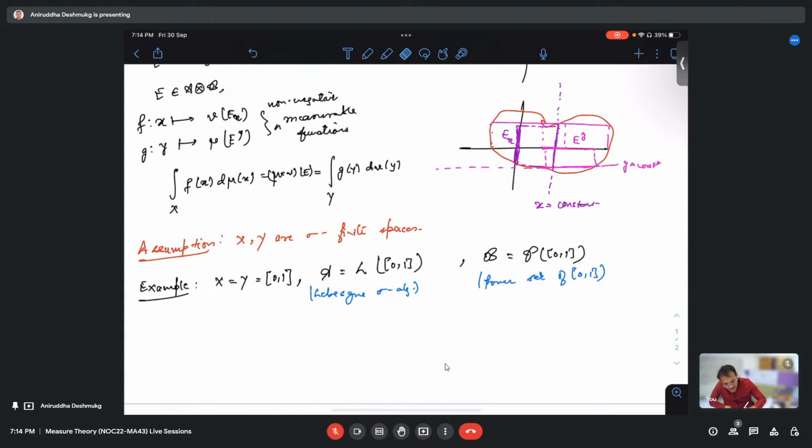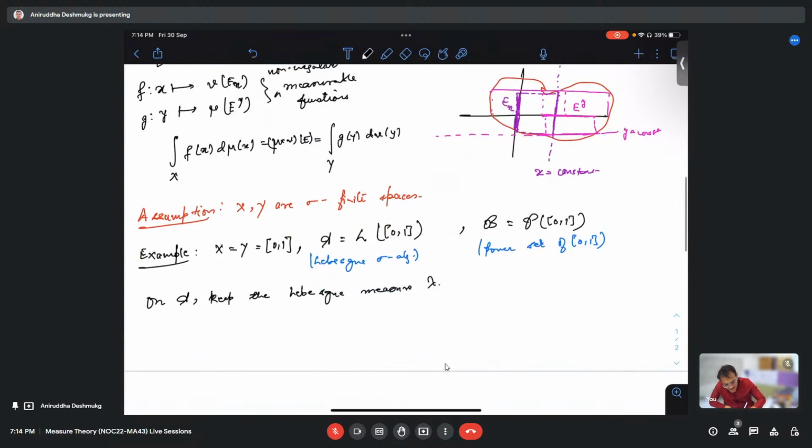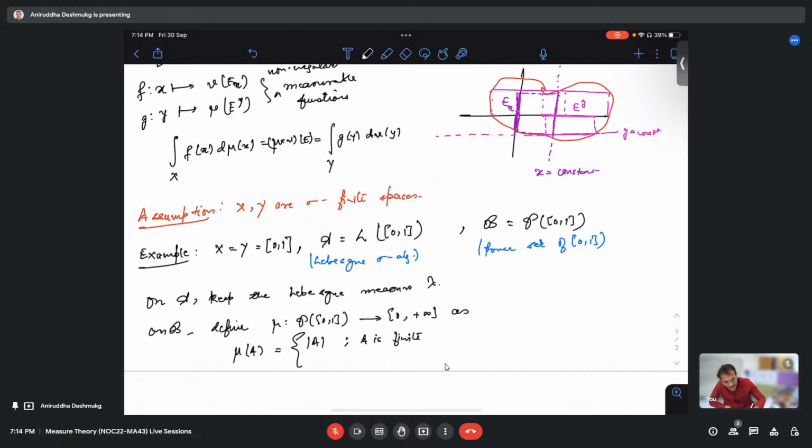One of the measures which I am going to define is called the counting measure. So on A, keep the Lebesgue sigma algebra, keep the Lebesgue measure. But on B, define the measure mu from P([0, 1]) to [0, infinity] as mu of a set A is the number of elements in A whenever A is finite, and plus infinity if A is infinite.